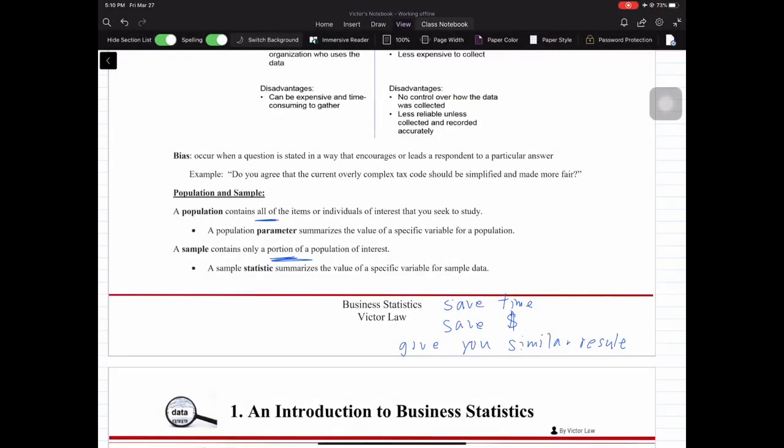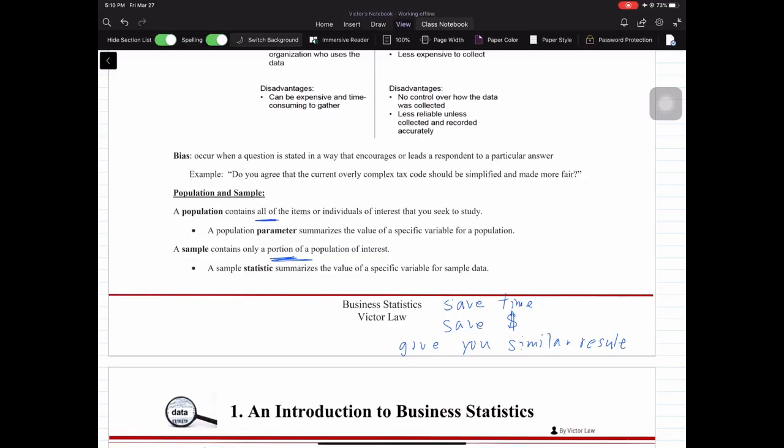Once we know why we're studying statistics, then we need to know the difference between population and sample. Population is everyone of interest. Sample is only a portion of the population. So for example, if the population is all the students at the school, say the 5,000 students in the school, a sample will be 100 students randomly selected. And in real life, we collect data through sampling and not from the population.